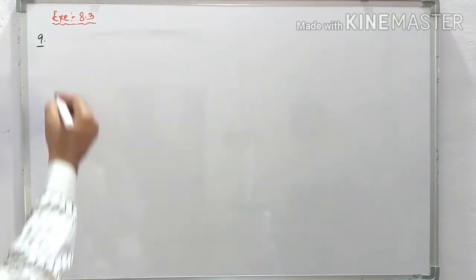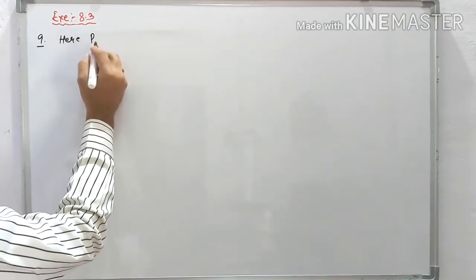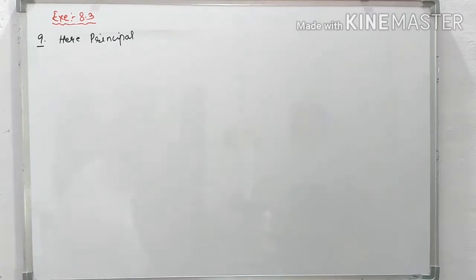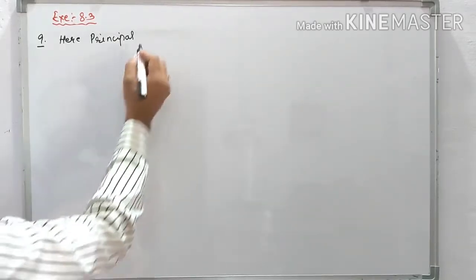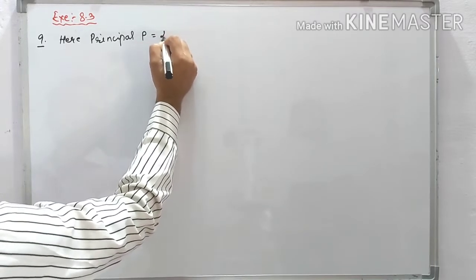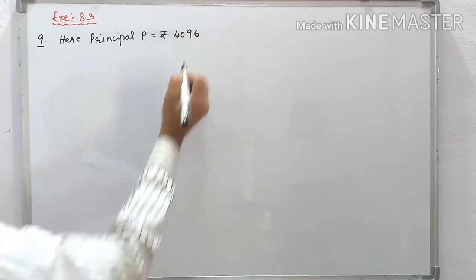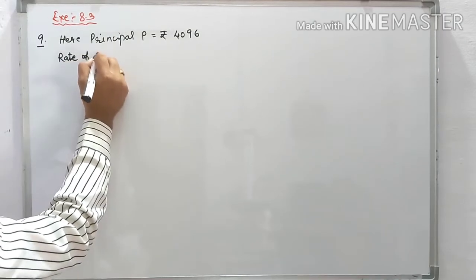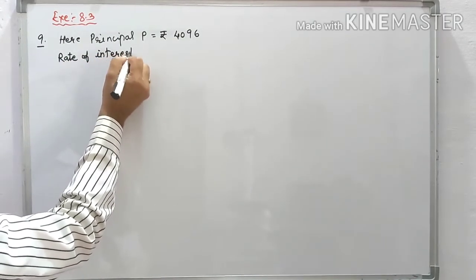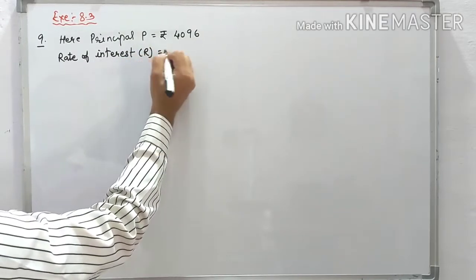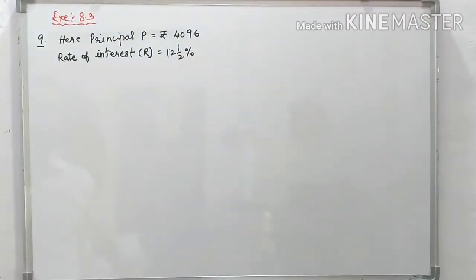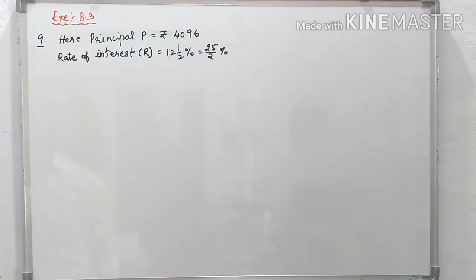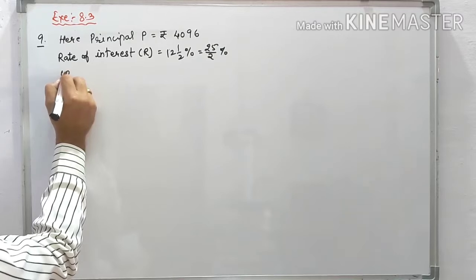Here the principal is given: P is equal to rupees 4096. And the rate of interest R is given as 12 1/2%, which is equal to 25/2%. But the question says find the amount compounded half yearly.